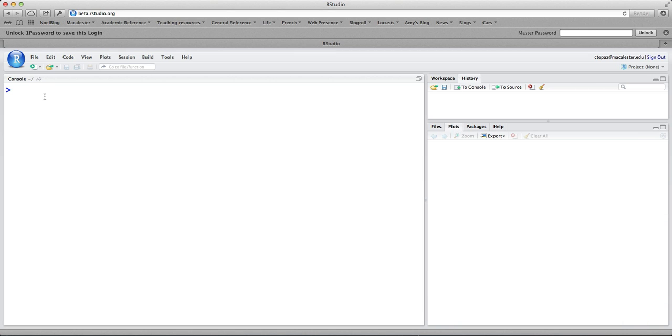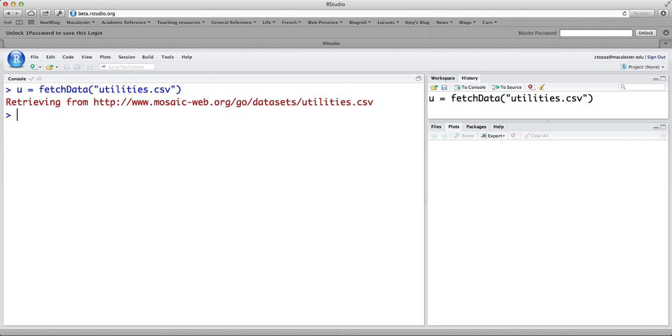All right, so let's start off with a little example. This is an example about natural gas usage. So we're going to get some data using the fetchData command. I'm going to say u equals fetchData of utilities.csv. And to remind you, fetchData is a command that we give you. It goes off to a special place on the internet that we have set up, and it grabs some data for you. And let's see what this data consists of.